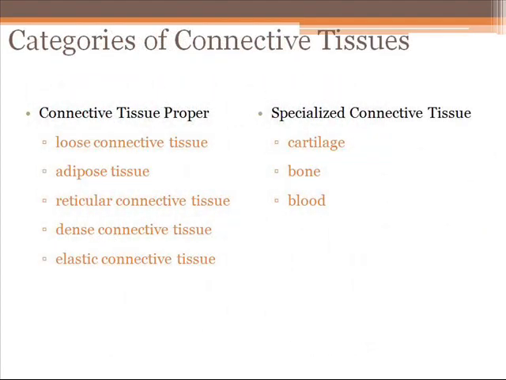There are 2 categories of connective tissue. They are connective tissue proper and specialized connective tissues. Connective tissue proper includes loose, adipose, reticular, dense, and elastic connective tissue. Specialized connective tissues are cartilage, bone, and blood tissue.